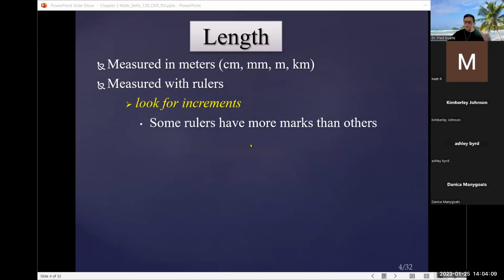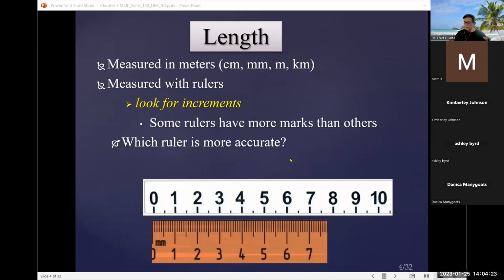All right, the units, where I introduced those earlier, we have centimeters, millimeters, meters, and kilometers. In science, we use a metric system, so we're going to put a lot more emphasis on that. All right, you can see here, I just mentioned rulers. The ruler in white has fewer increments as compared to the ruler in brown. That means that you would have less accuracy with the white ruler.